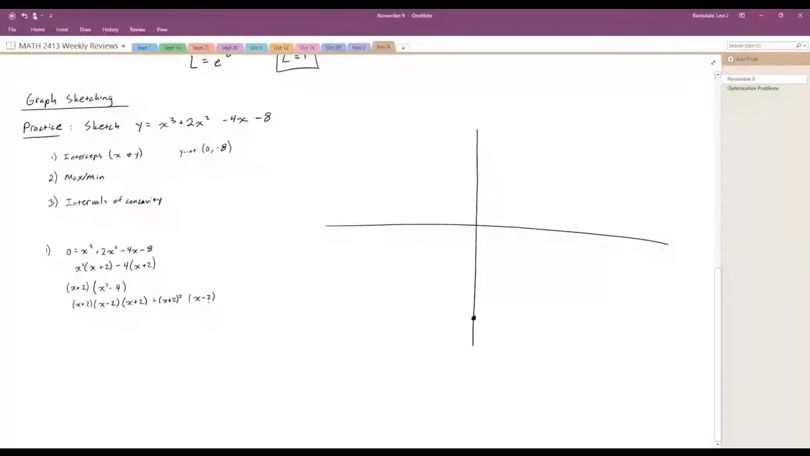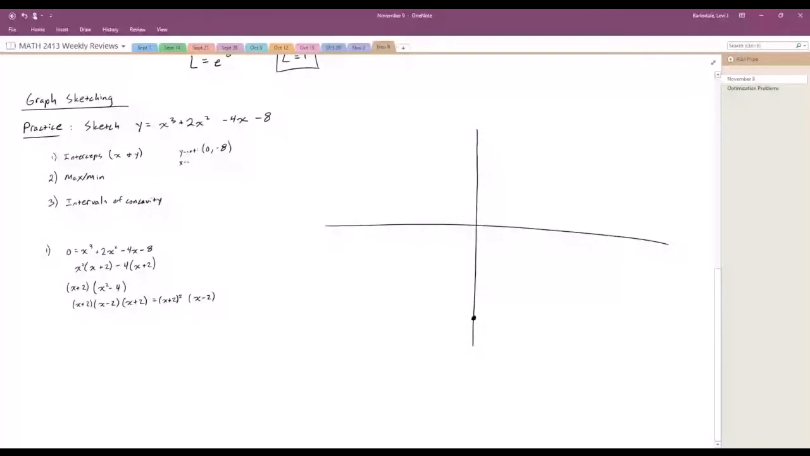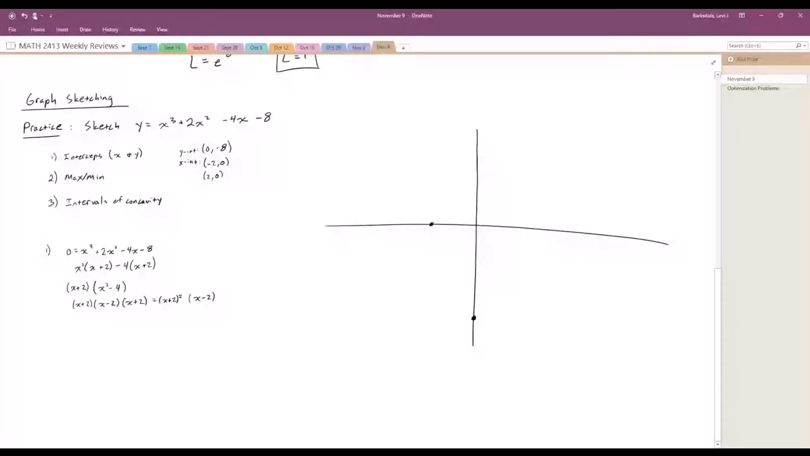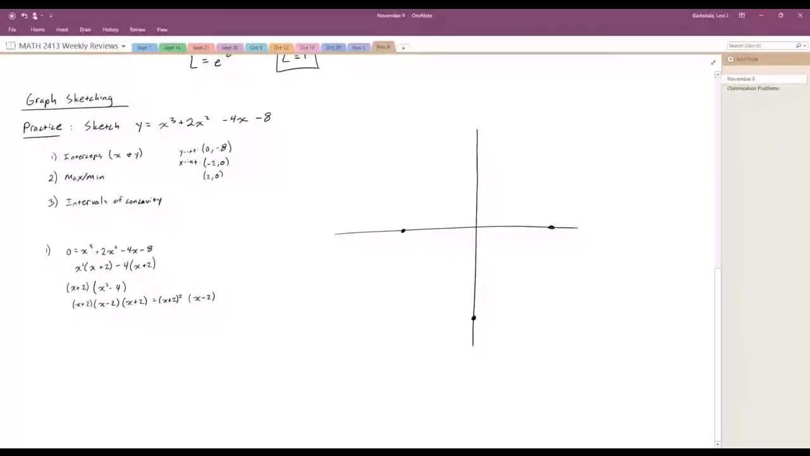So then clearly I can see that my x-intercepts are going to be at 2 points, at negative 2, 0, and also at 2, 0. So I'll go ahead and plot those as well. I'm going to move it further out. Okay. So that's it for my intercepts.